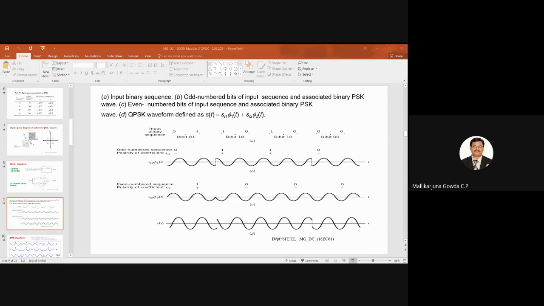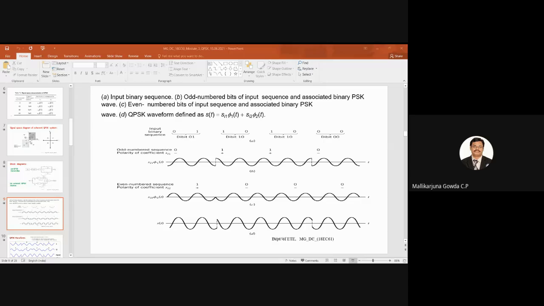Hope this point is clear. So for 1 0 0, for the first bit I will start with a 0 degree sine waveform. Then 0 is there, so that is why I am writing it with a 180 degree phase shift sinusoidal signal. Yes, my dear students, is this clear? These 2 points, odd number sequence and even number sequence, is it clear? I'm asking. Yes, sir. Okay. So I hope it is clear, right?